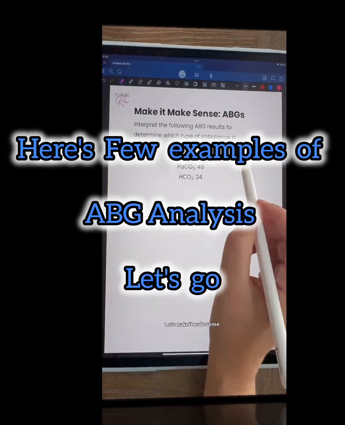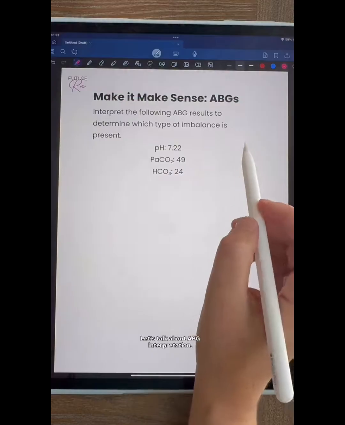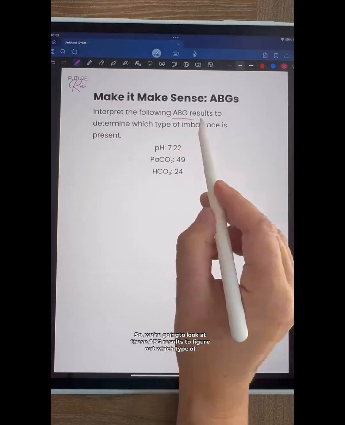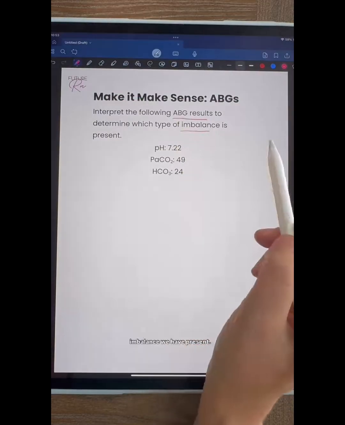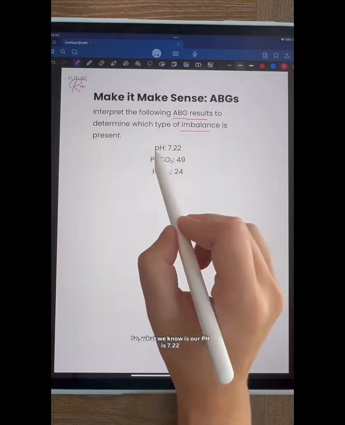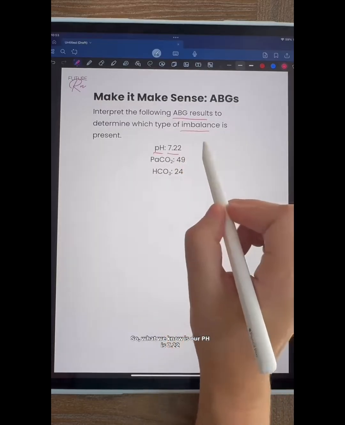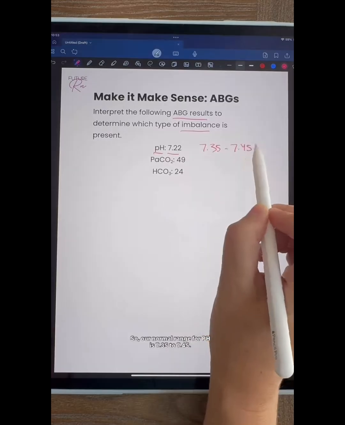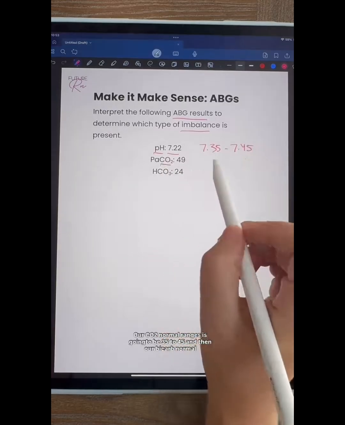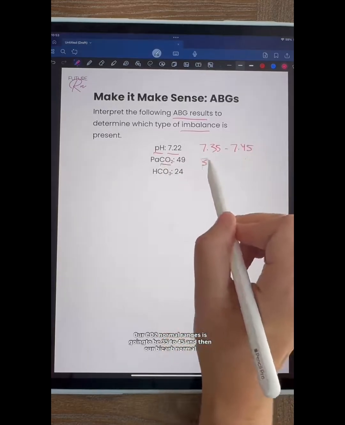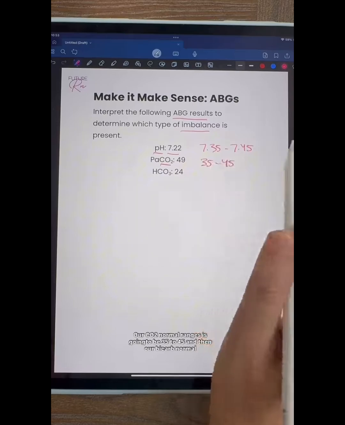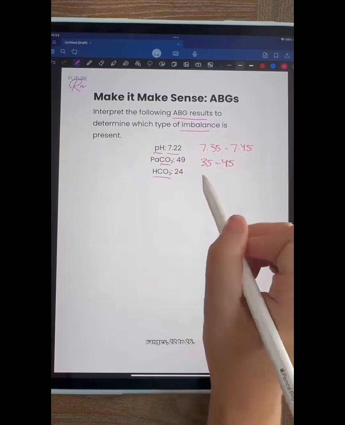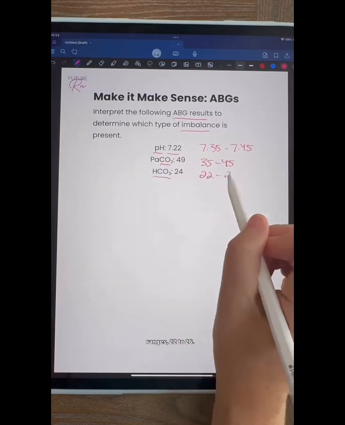Let's make it make sense. Let's talk about ABG interpretation. So we're going to look at these ABG results to figure out which type of imbalance we have present. So what we know is our pH is 7.22. Our normal range for pH is 7.35 to 7.45. Our CO2 normal range is going to be 35 to 45. And then our bicarb normal range is 22 to 26.